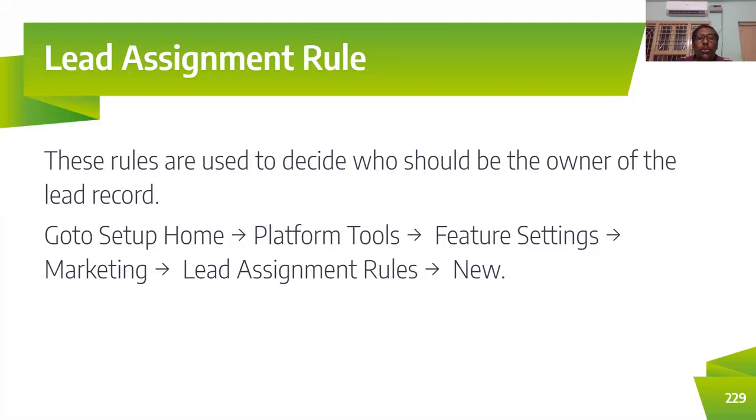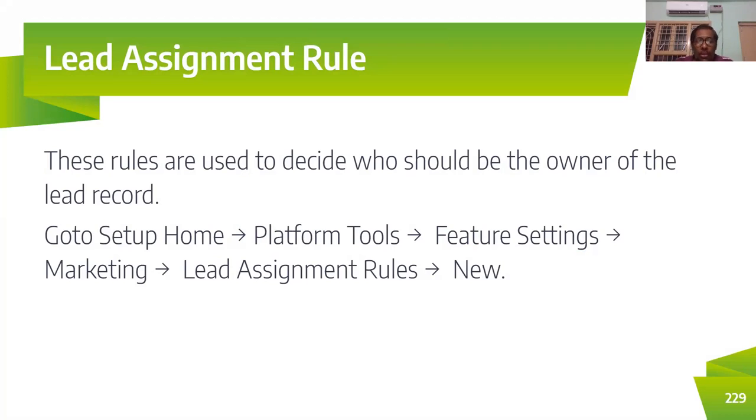These rules are used to decide who should be the owner of the lead record, right? This tool will decide who is going to be the owner of the record. For this, we go to Setup Home, Platform Tools, Feature Settings, then Marketing and Lead Assignment Rules. Then we get into New, right? Or should we go this way? In a shortcut nutshell, we can go like this.